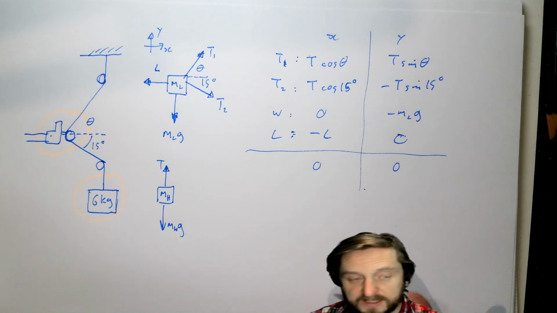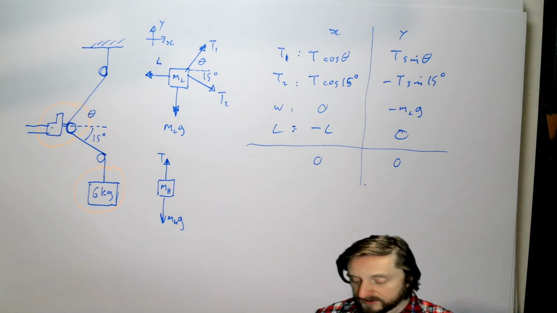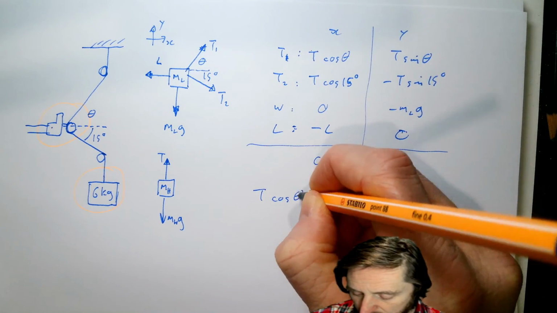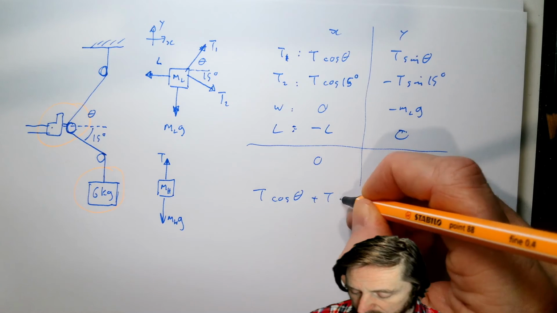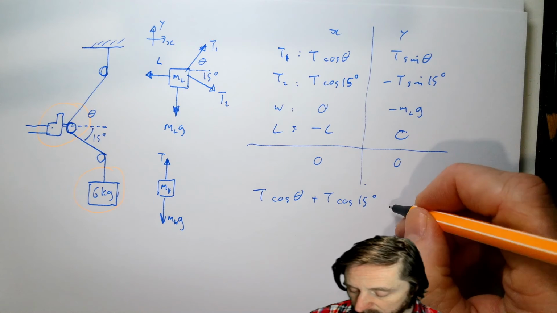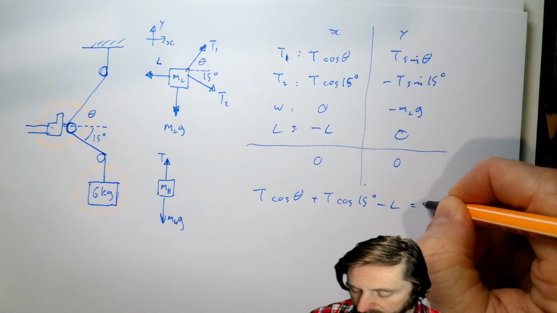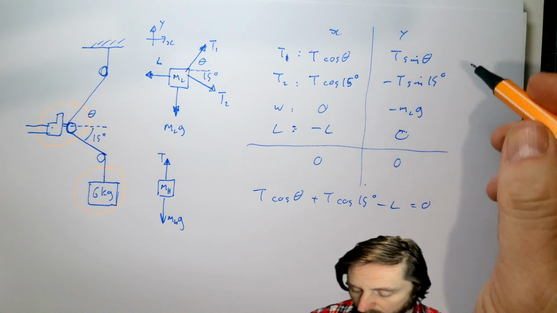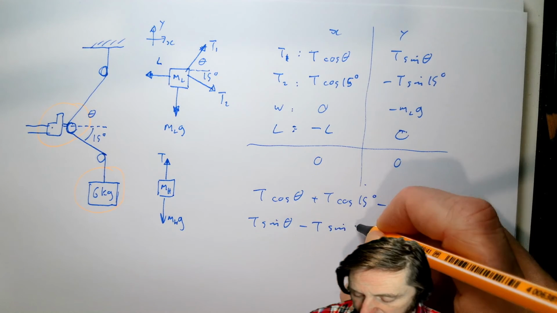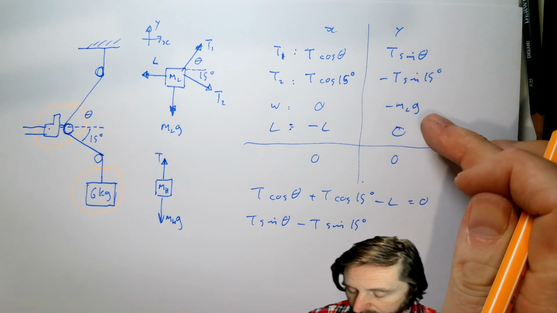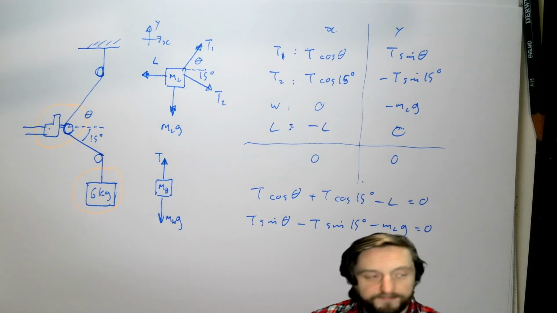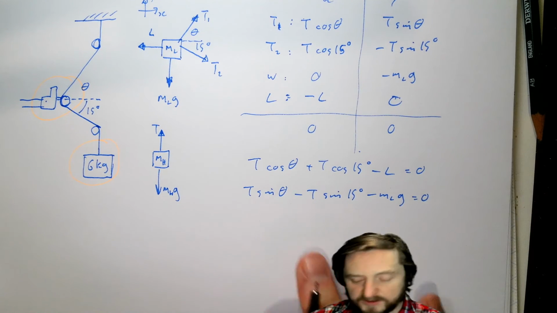If your leg starts accelerating in this situation, you're going to have problems. So we're going to add up the x and the y for that. We're going to have the equation T cosine theta plus T cosine 15 degrees minus L equals 0. And then in the y direction, we're going to have T sine theta minus T sine 15 degrees minus m_L g equals 0.